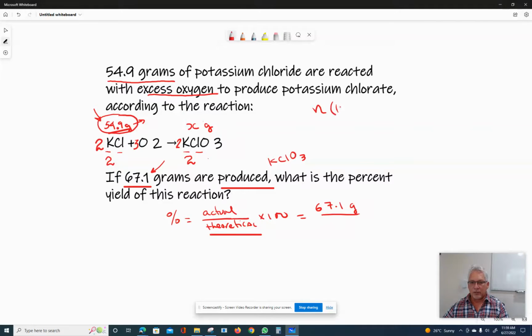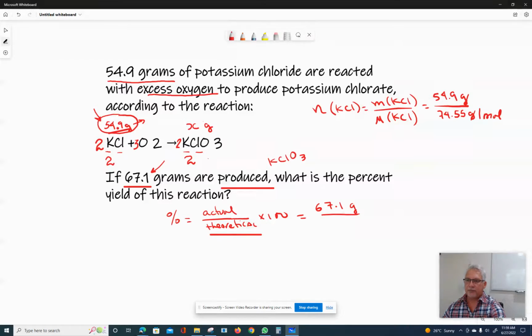Number of mole of potassium chloride will be equal to mass of potassium chloride over the molar mass of potassium chloride. Then the mass given here is 54.9 grams over the molar mass of potassium chloride that I just calculated, 74.55 gram per mole.